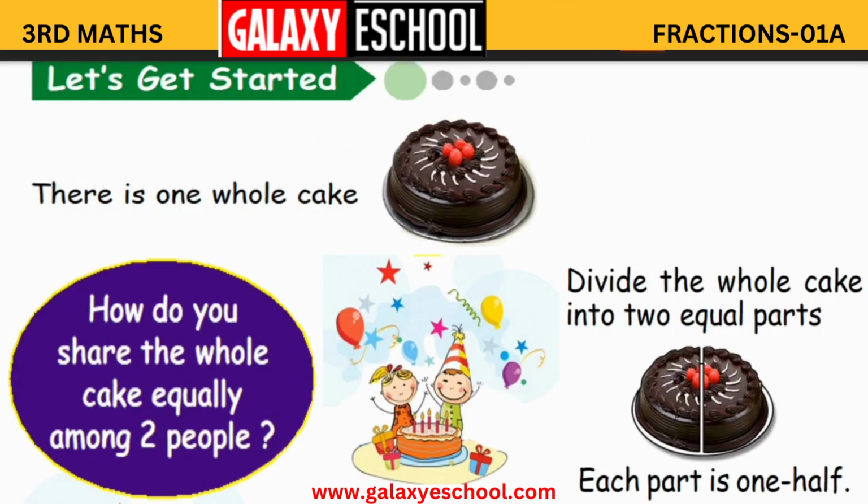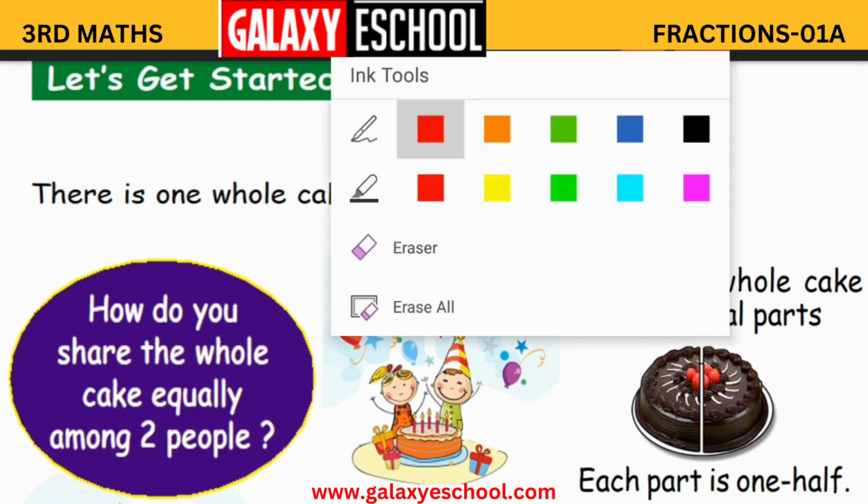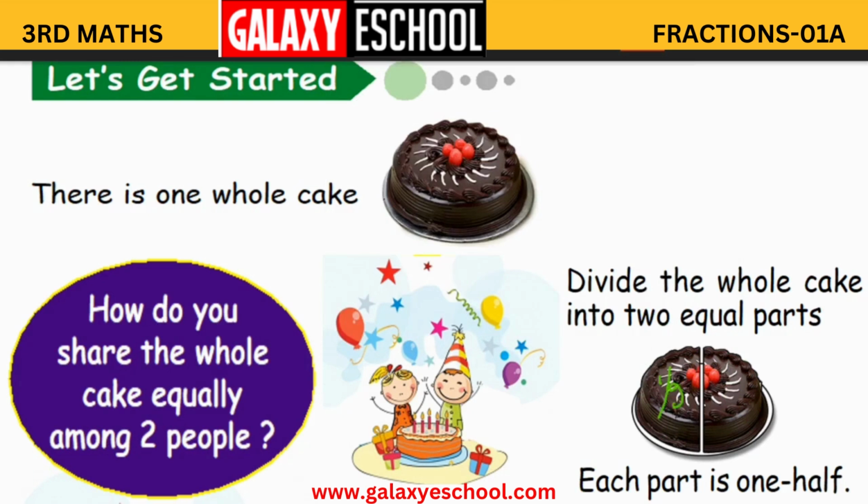But here, as the cake was divided into two equal parts, this becomes 1 by 2 and this becomes 1 by 2. Let me write with a lighter ink so that you can see. This is somewhat visible, right? So the 2 here is nothing but the total number of parts, divided by 1, the part that we are talking about. This is one part and this is one part.